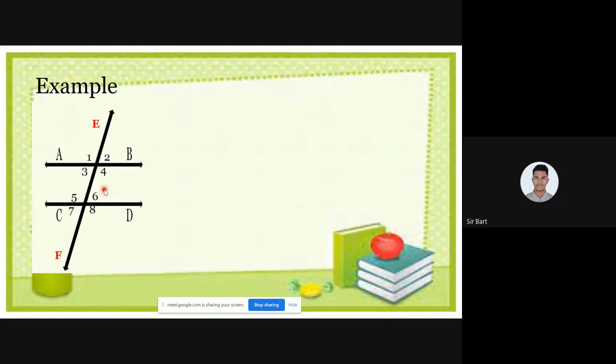Let's take this example. Given that we have parallel lines, line AB and line CD, and a transversal line, line EF. If the measure of angle 1 is equal to 125 degrees, find the measure of angle 8, angle 4, and the measure of angle 5.